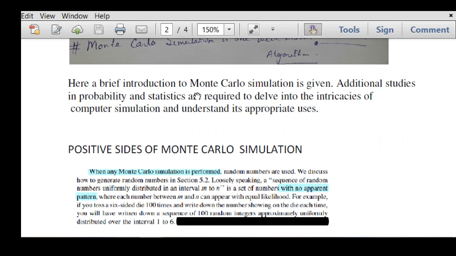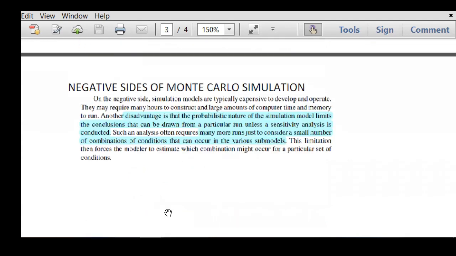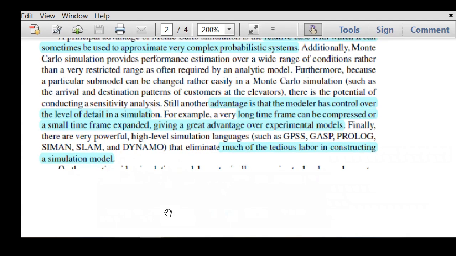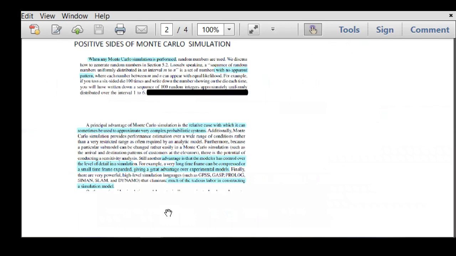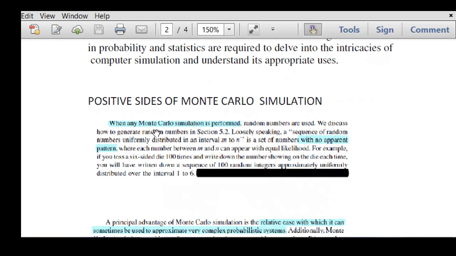Now, some positive sides of the Monte Carlo simulation. I have just listed them from the book itself. These are some of the positive sides, and there are also some negative sides. In short, let me read it out so that we get a rough idea. When any Monte Carlo simulation is performed, random numbers are used, as I said. We will discuss some of the procedures.